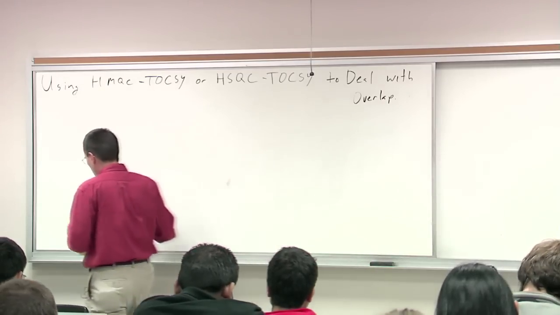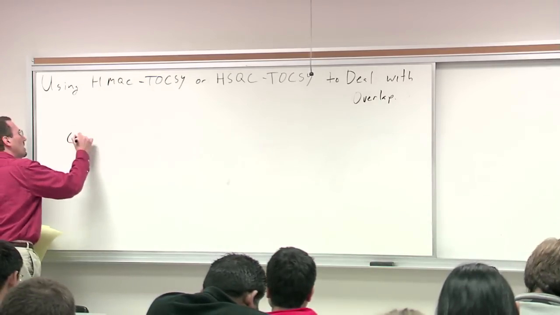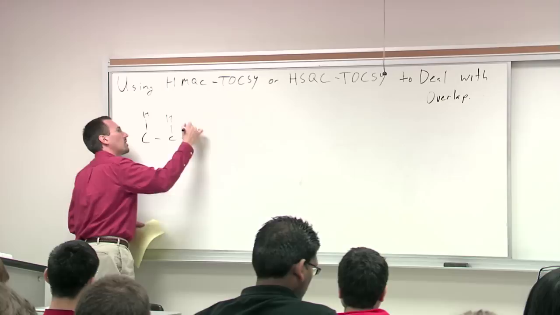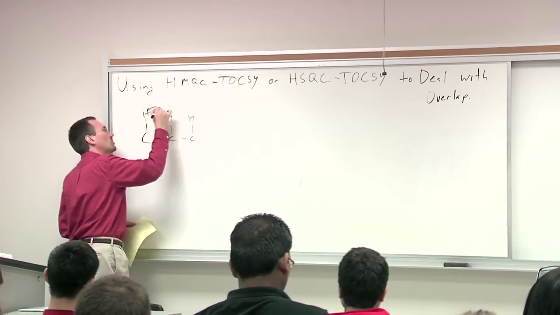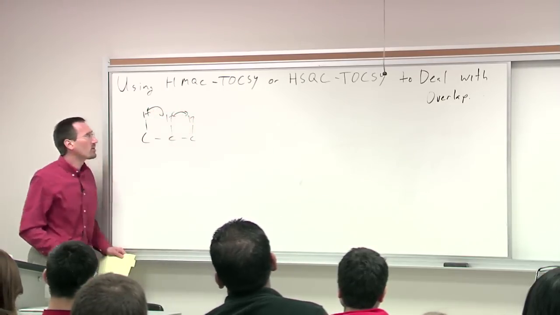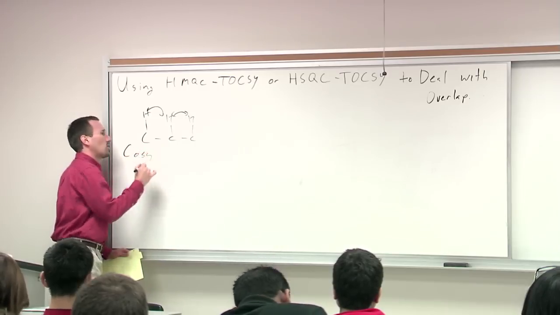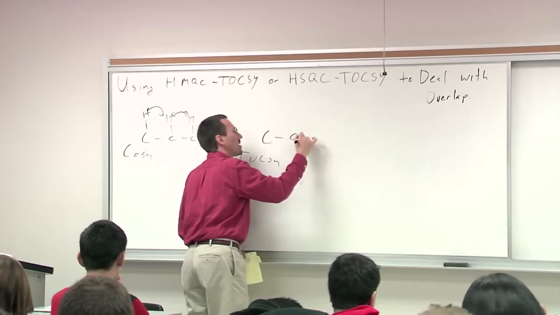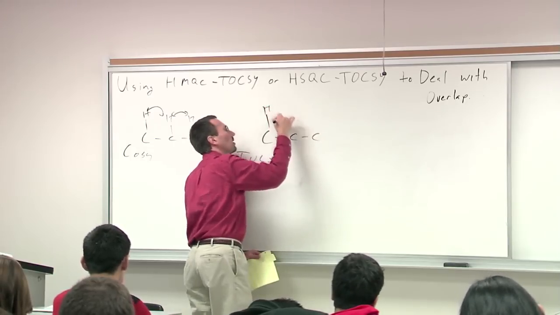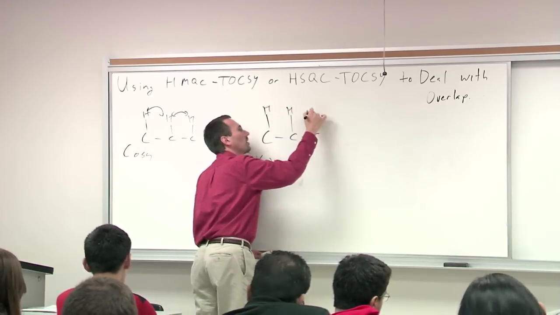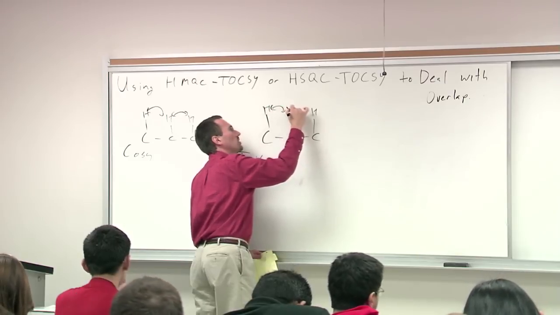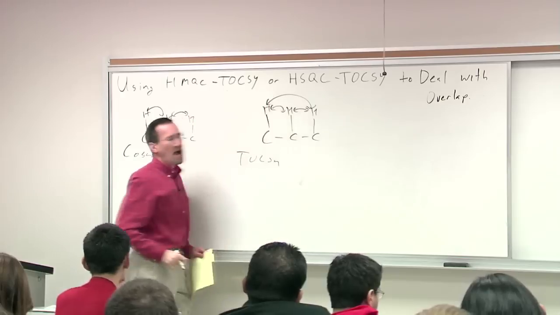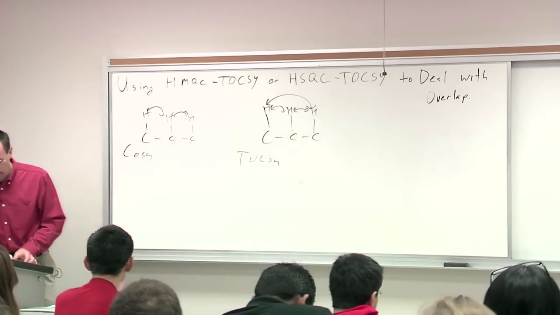So let me just diagram what I mean. In other words, in COSY, we're going from one proton to the next and then to the next. So this is COSY. In TOCSY, we get those same correlations as COSY, but now you go beyond, you hop through the spin system.